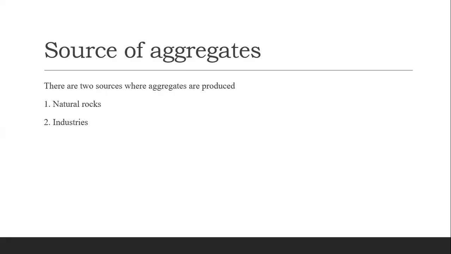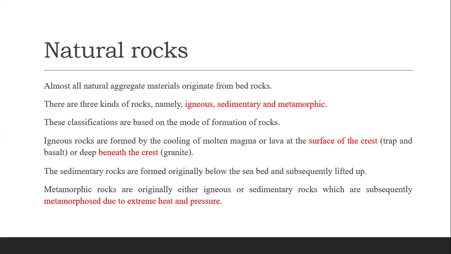And next is based on source. Source of aggregate, we have two types of aggregates. First is natural rocks. Second one is industries. Let us see one by one in detail. Natural rocks. We have three types of natural rocks on Earth.